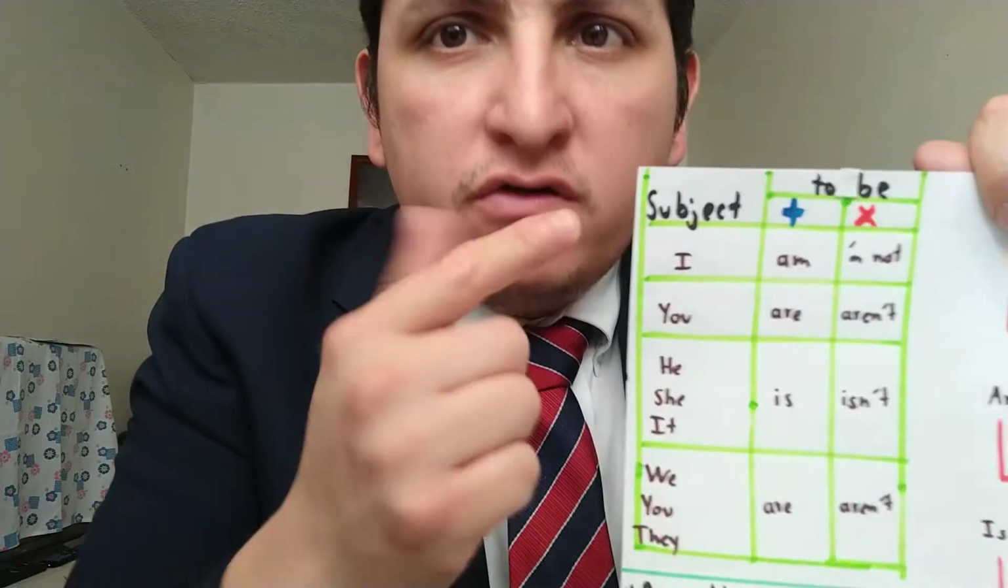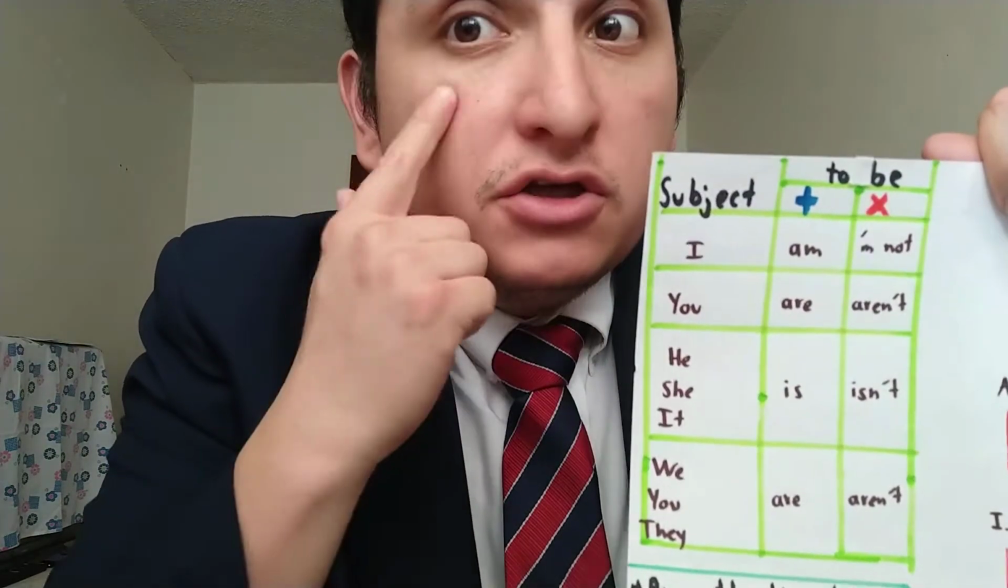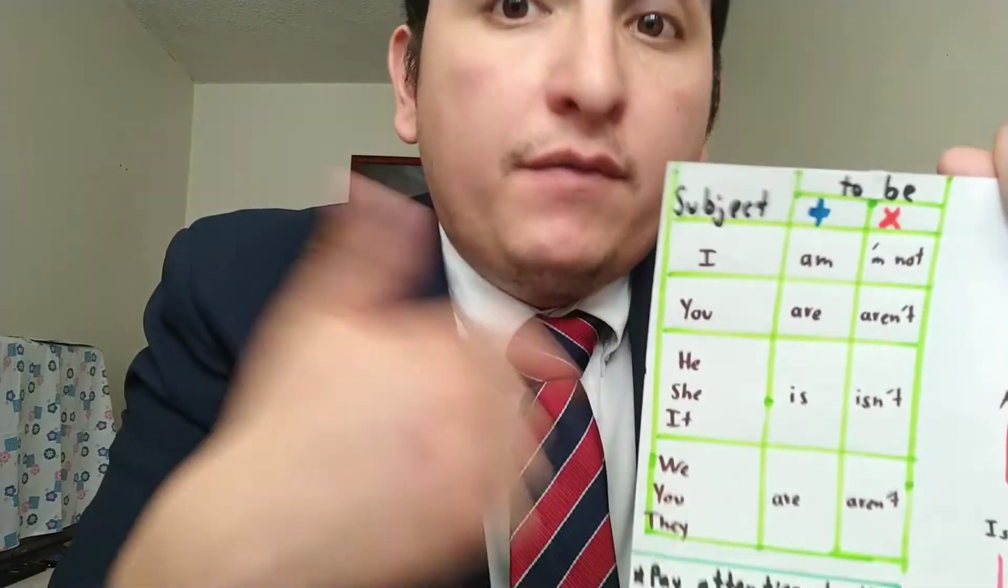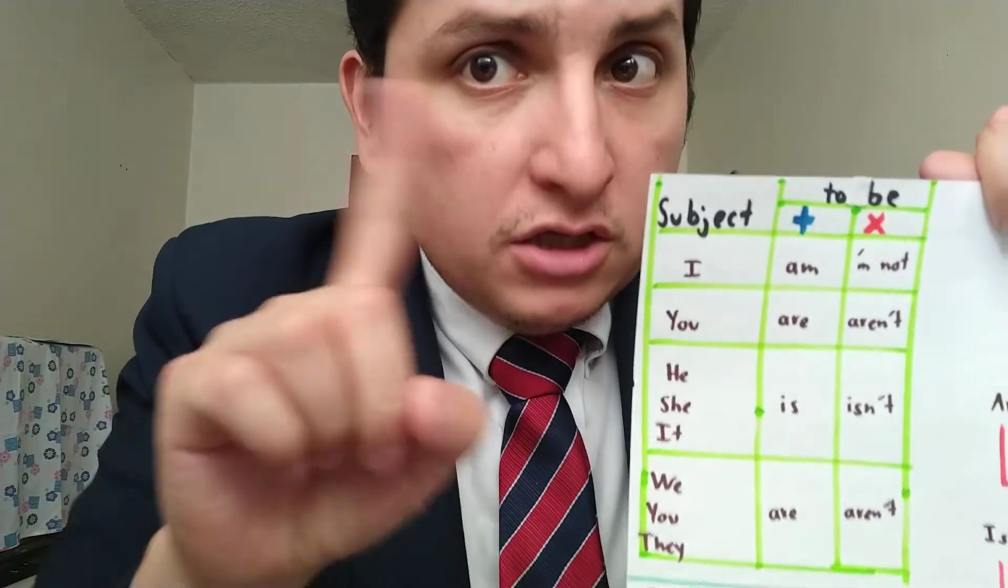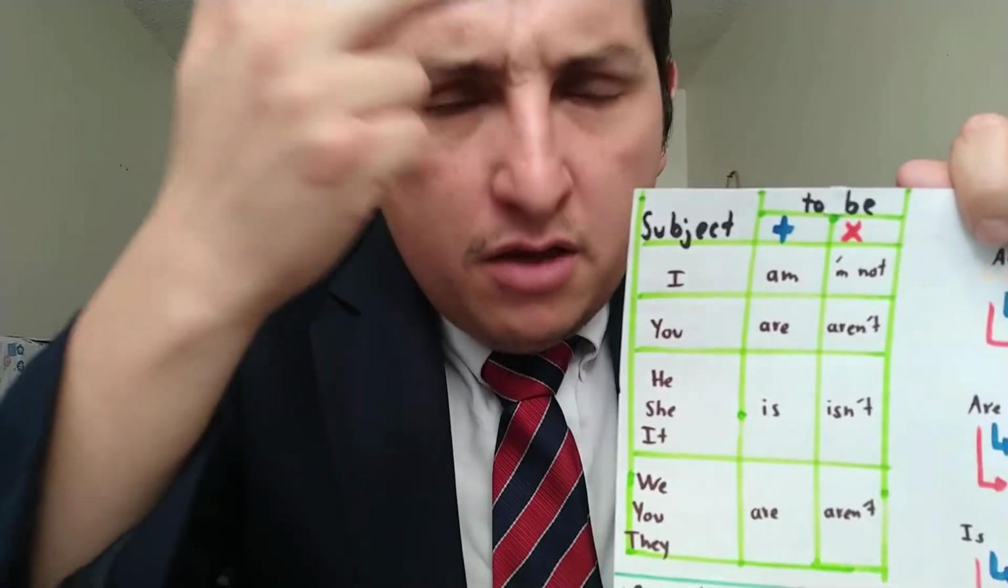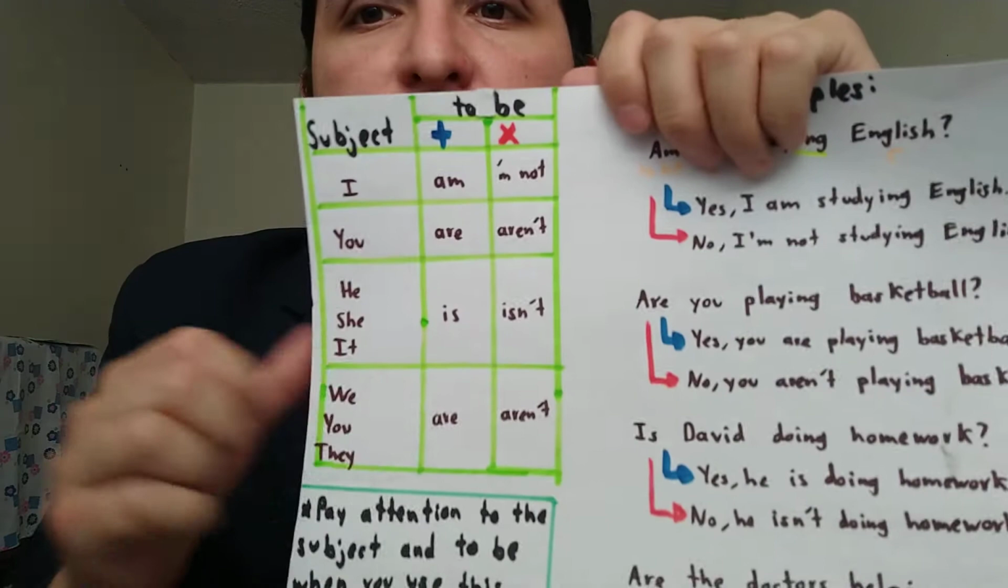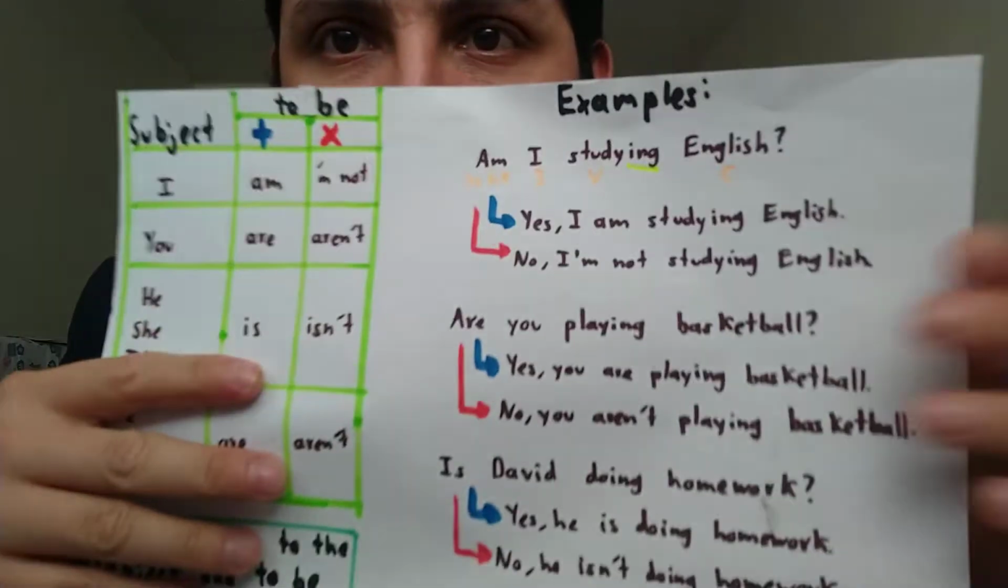Positive, negative. For the subject, you must pay attention to the subject so you can know which form of the verb to be you have to use. Okay? Do not forget that. This must be very, very clear in your mind. Okay? Now, if you already checked that, let me show you some examples.